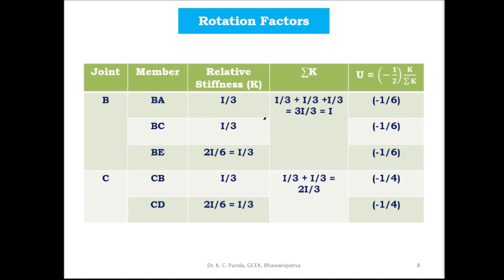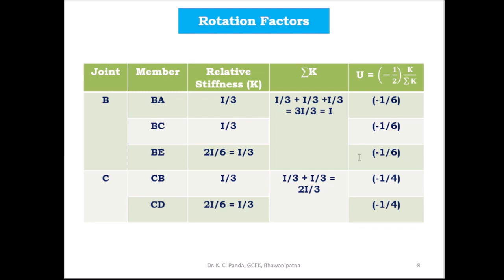Similarly, UBC is equal to minus half KBC divided by KB, I by 3 divided by I. So UBC is equal to minus half of I by 3 divided by I. So this is equal to minus 1 by 6. Then find UBE. UBE is equal to minus half KBE divided by KB. KBE is I by 3 and KB is I. So UBE is equal to minus half of I by 3 divided by I. So this is equal to minus 1 by 6.